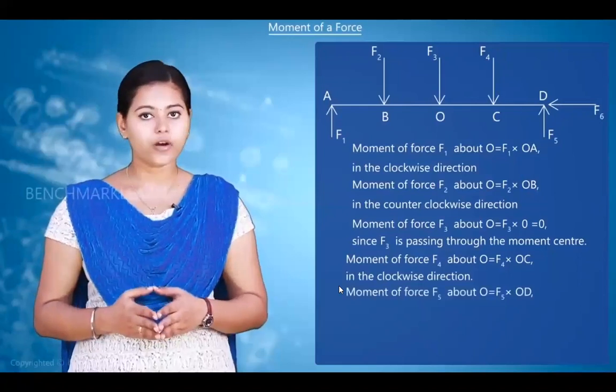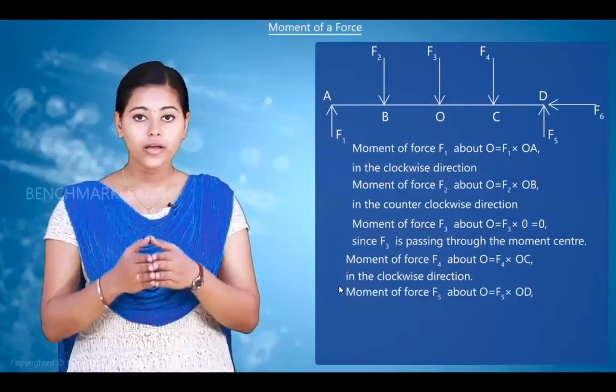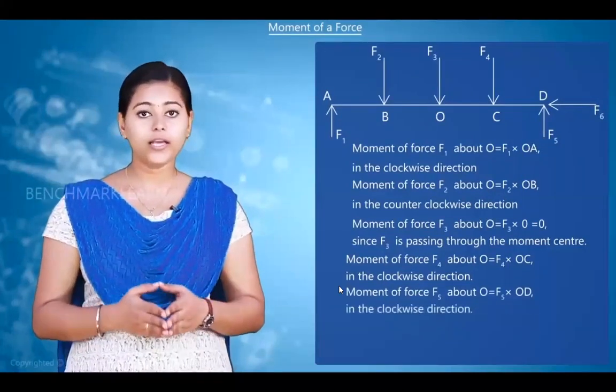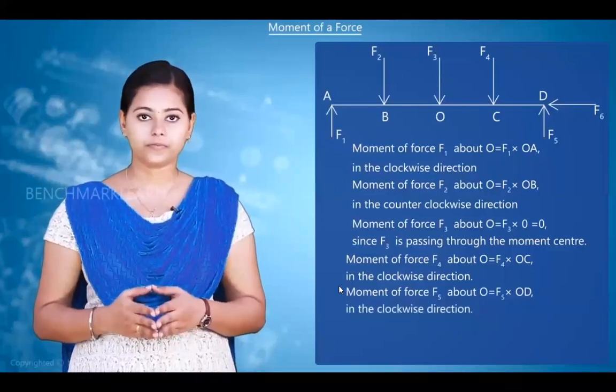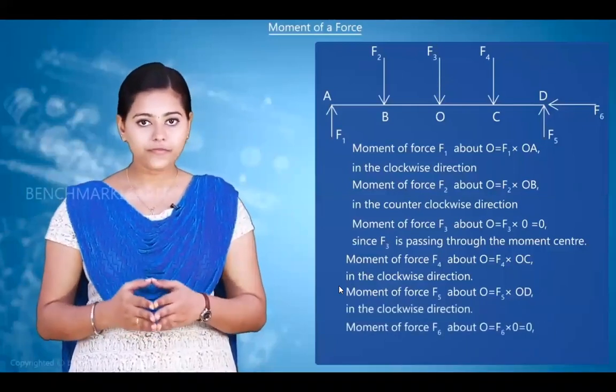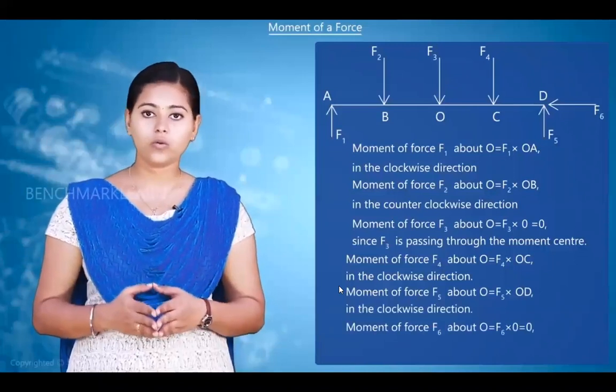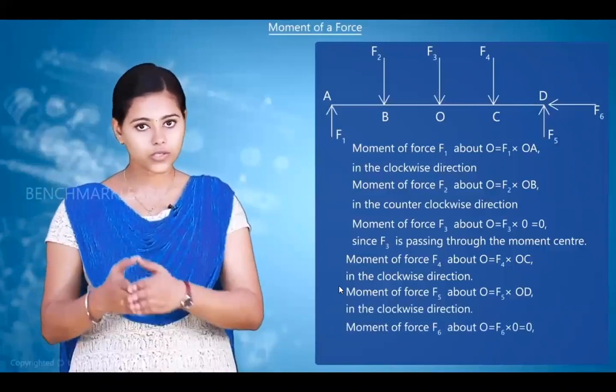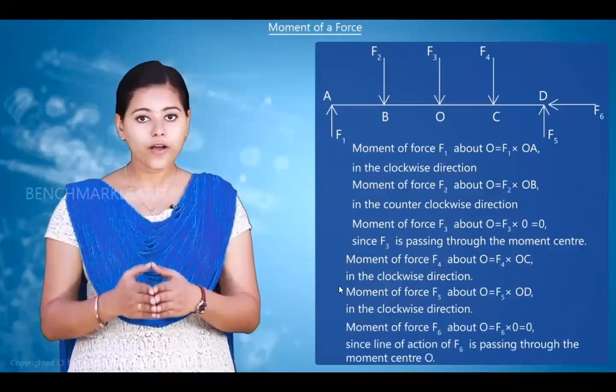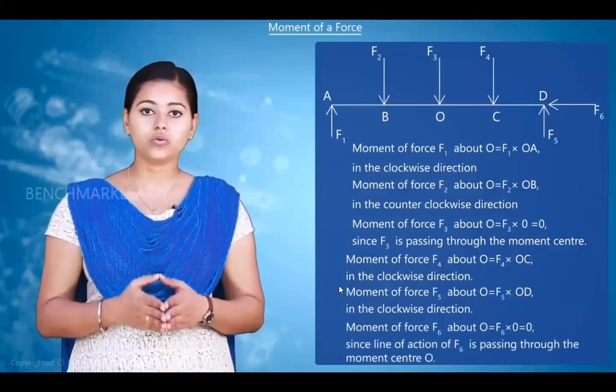Moment of force F5 about O will be equal to F5 into OD in the counterclockwise direction. Now, the moment of force F6 about O will be equal to F6 into 0, that is equal to 0, since the line of action of F6 is passing through the moment center O.